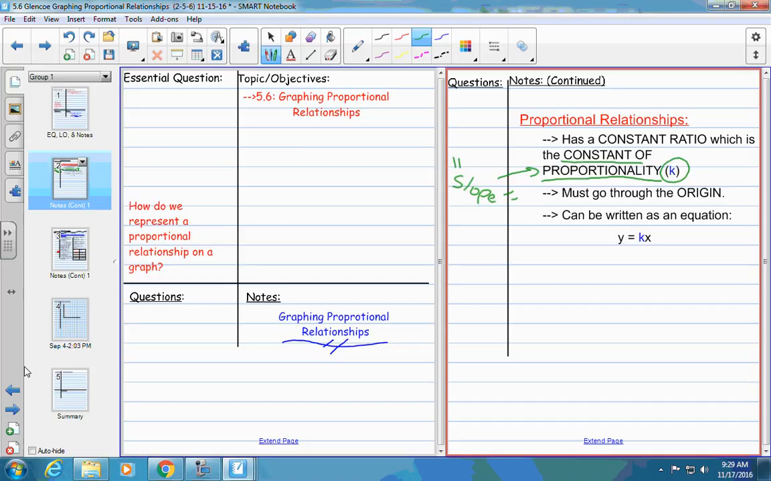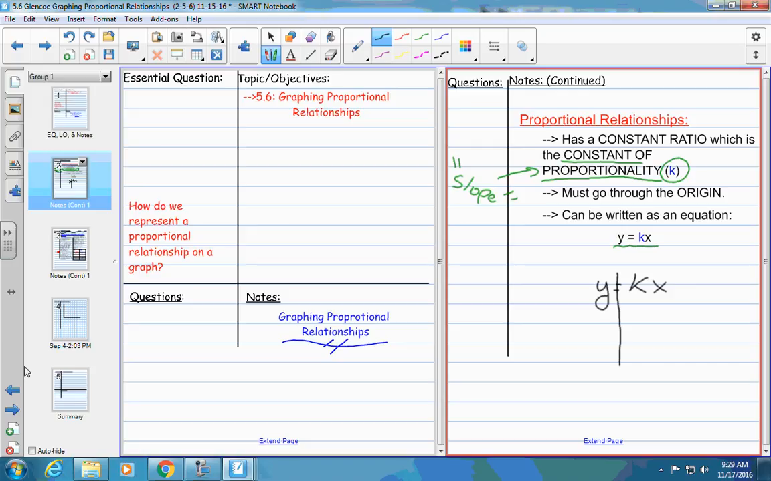For something to also be proportional, it has to go through the origin. And if all those things are true, we can write the equation y equals kx. Now, I like to show students how we could get k by itself, and start to show you that k is always represented by the dependent variable on the top divided by the independent variable on the bottom. And remember, y is dependent and x is independent. So we draw a vertical line here.